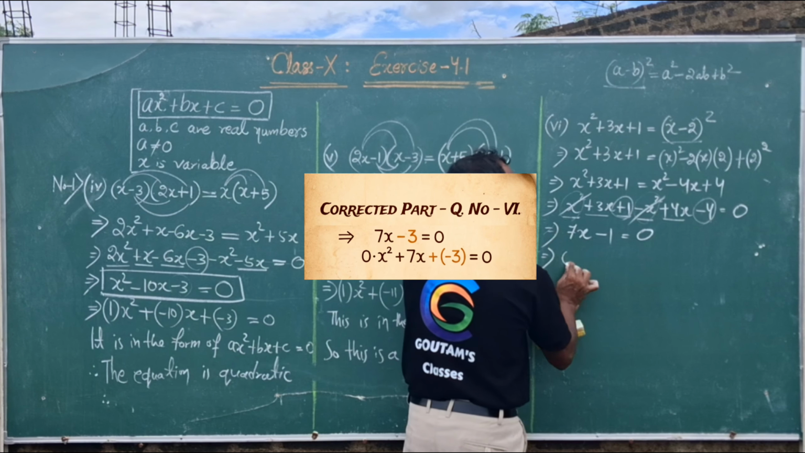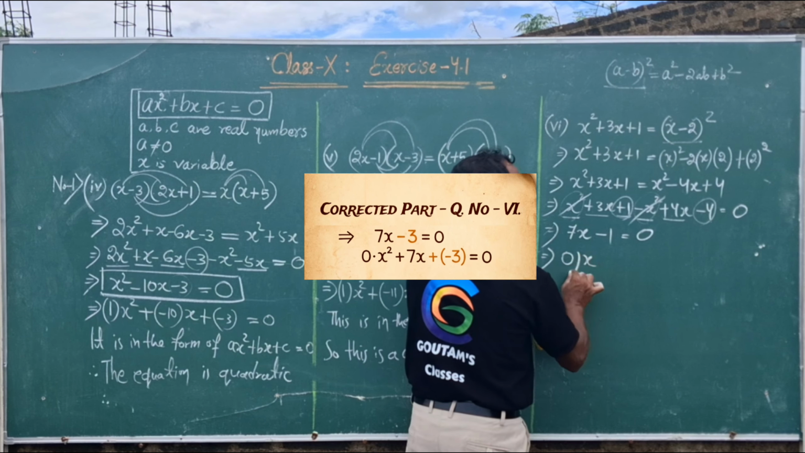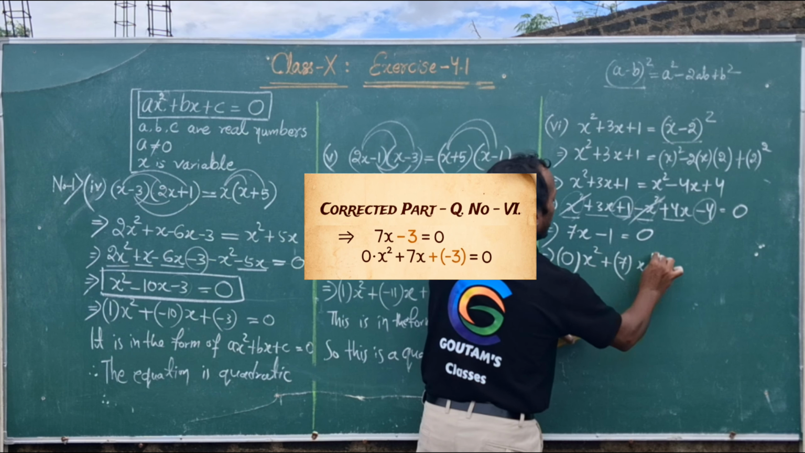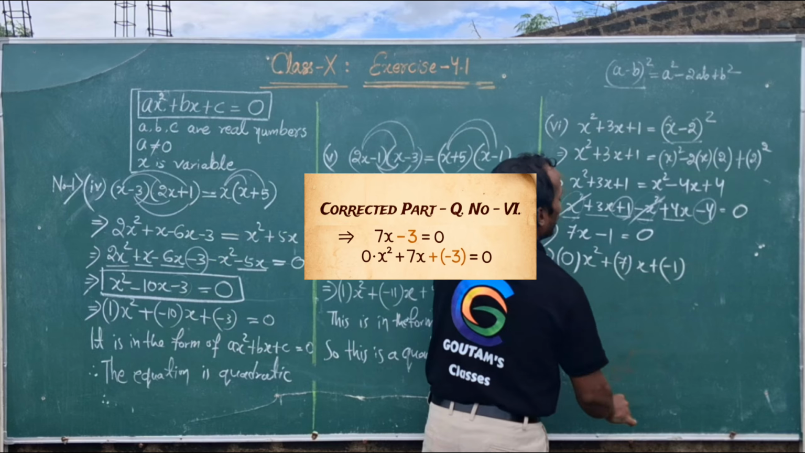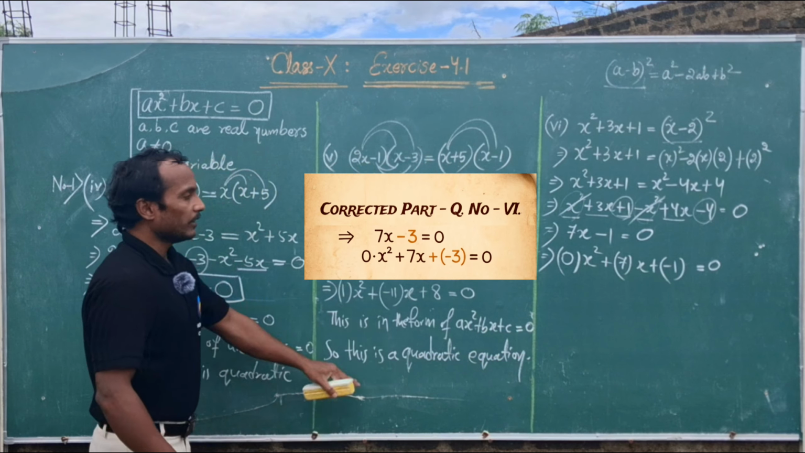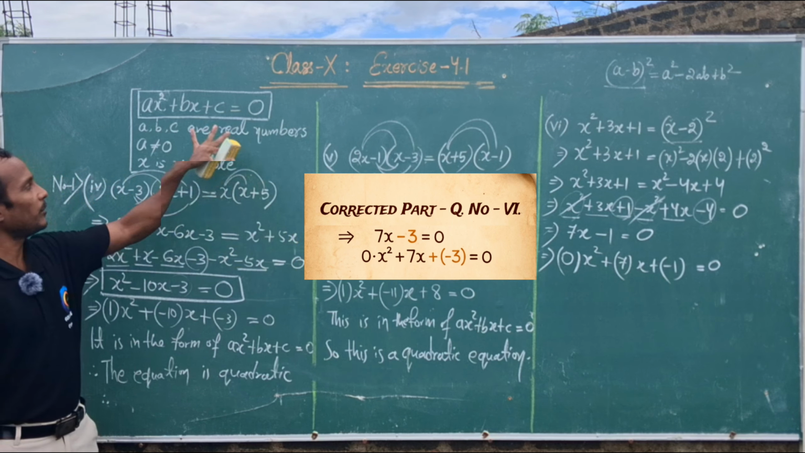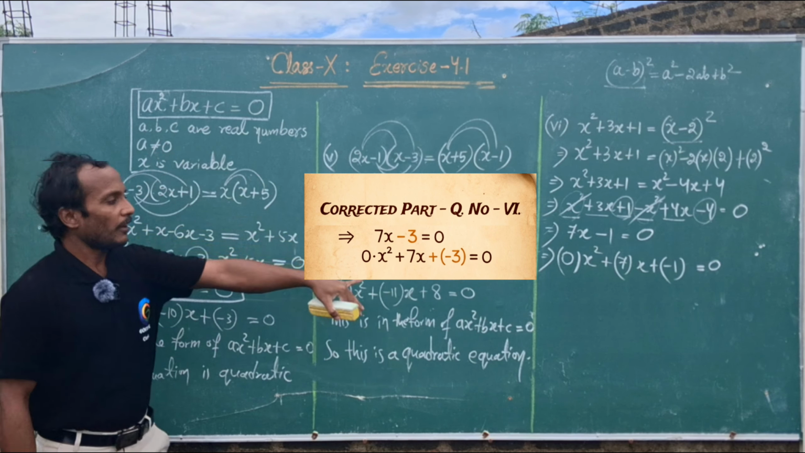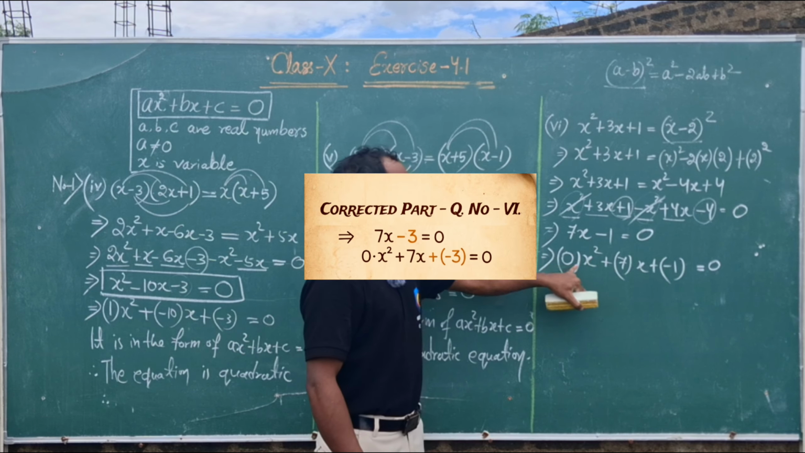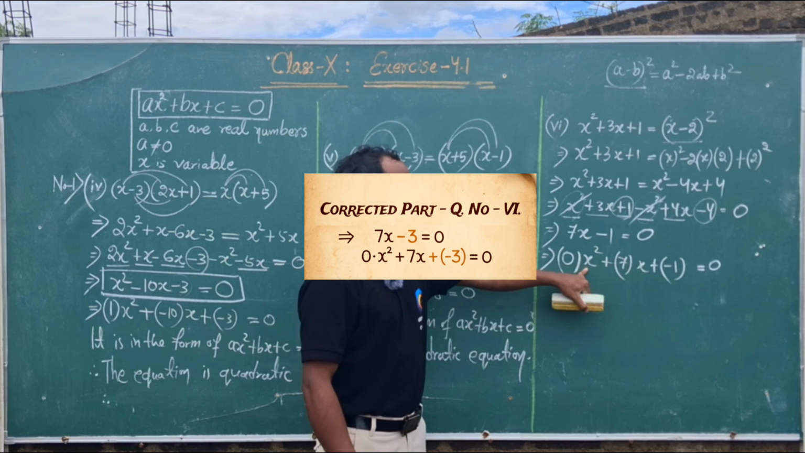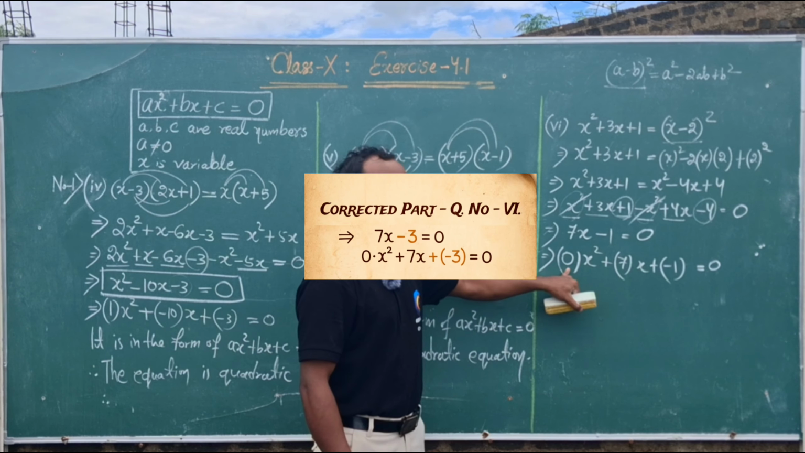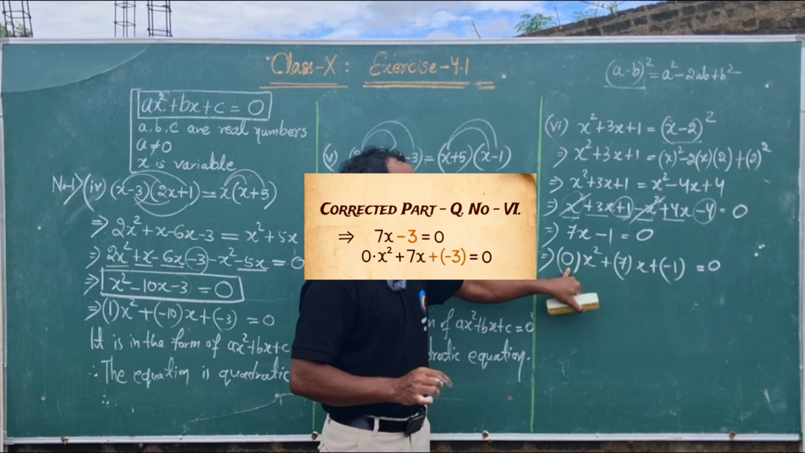If I try to express it, it will be 0 into x square plus 7 into x plus minus 1 equals to 0. When I try to express that last simplified step in the form of x square plus bx plus c equals to 0, you see what happened. The coefficient of x square is 0. 0 into x square gives you 0. That's why the term is missing here. So I have to take 0 in place of a. Because of that, I took 0 for a.